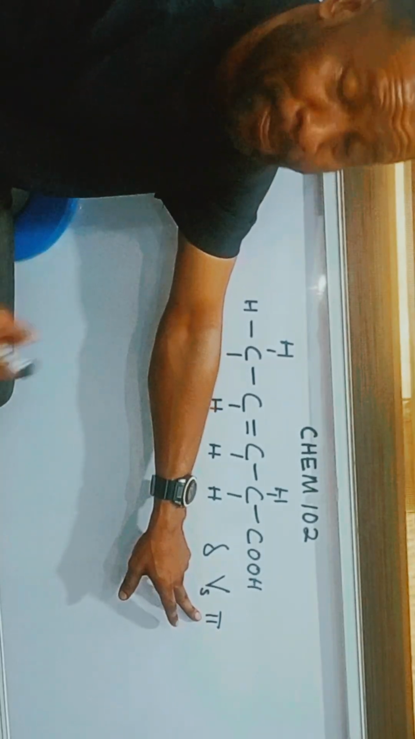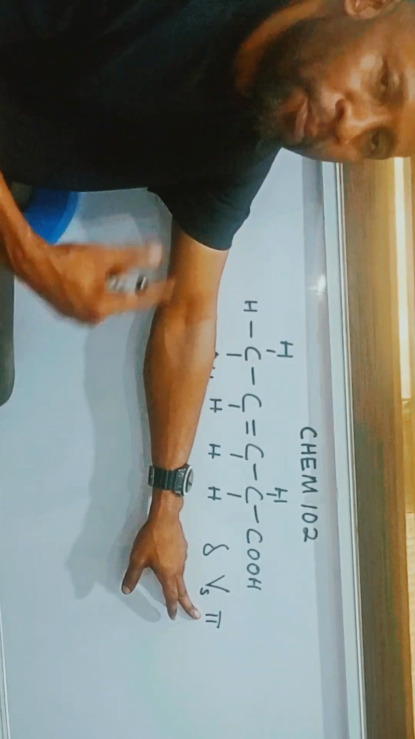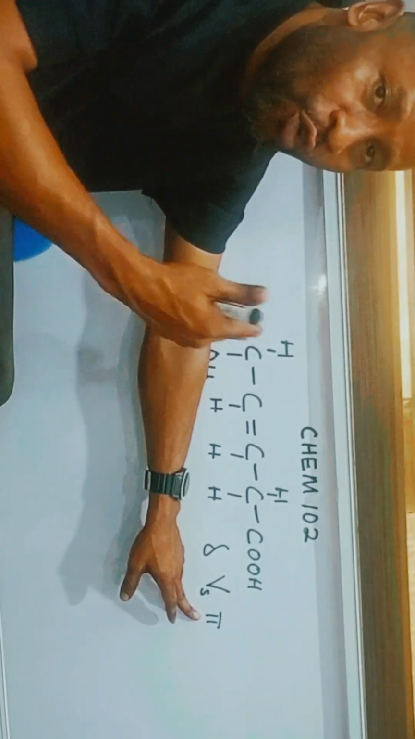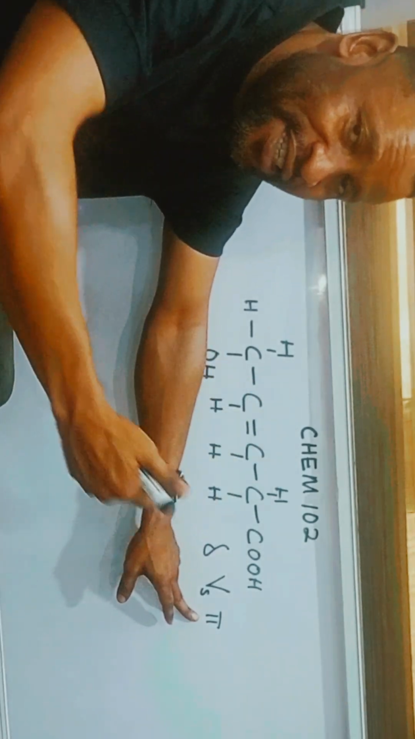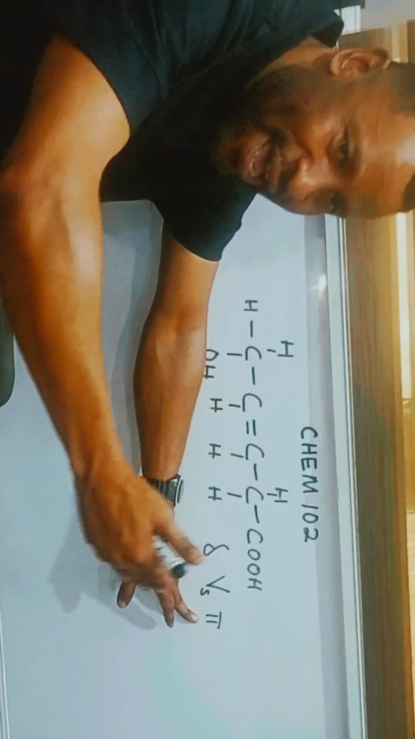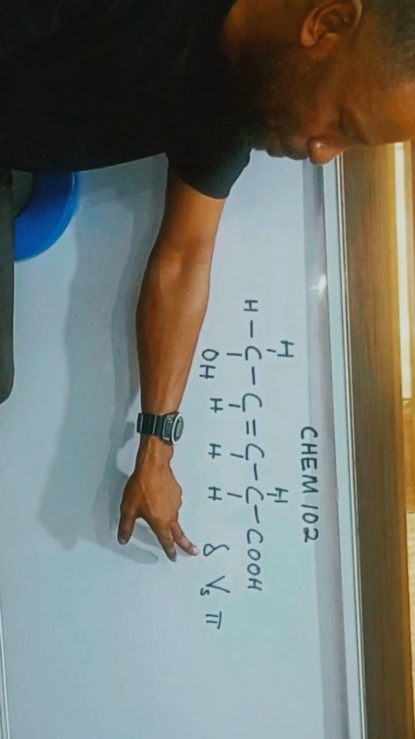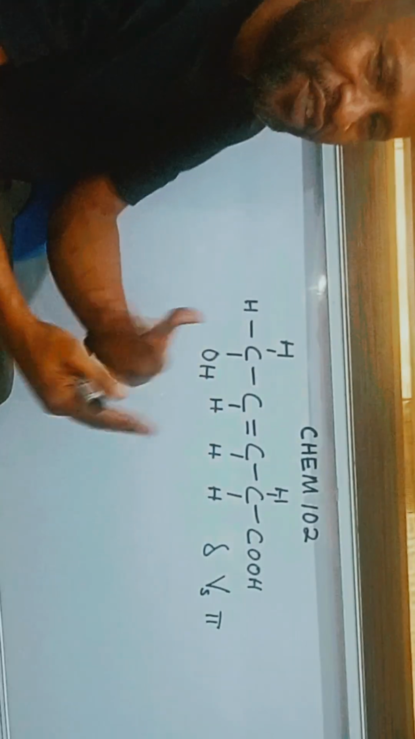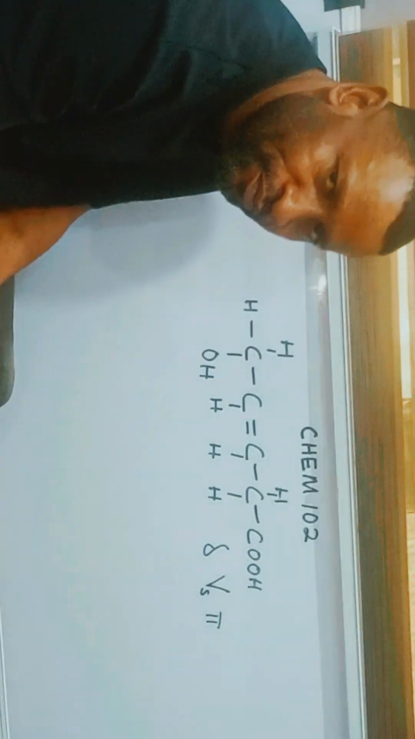Another thing you need to know about pi bond is that it is mobile. Pi bond is delocalized. It can move from one place to another. It is mobile. It is delocalized. Okay? But sigma bond is localized. Another thing is in terms of their mode of formation.